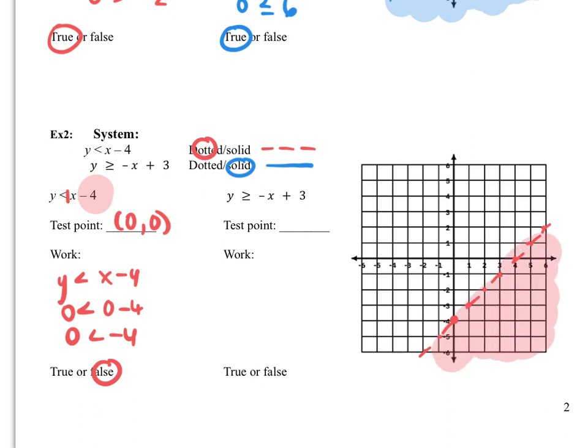So at this point, I want you to pause the video. I want you to graph this blue inequality. So put your points on the graph, make sure you're connecting with a solid line, test your test point. Based on true or false, either shade with or without that test point. Pause the video, press play when you're ready to check your answers.